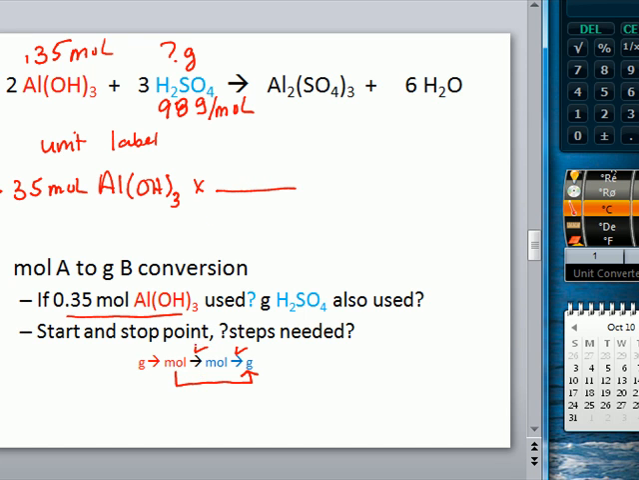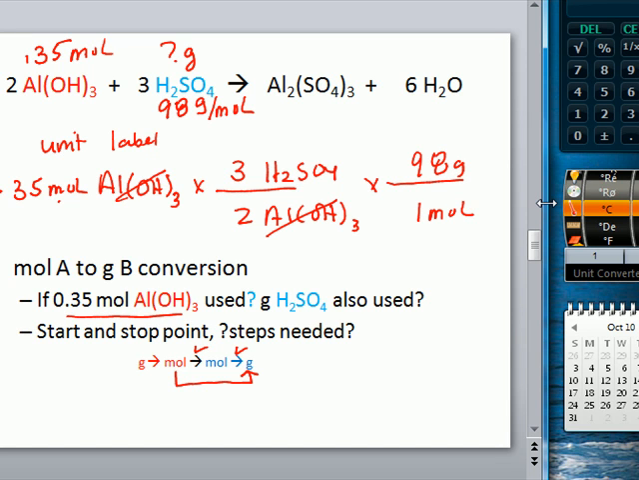Now because I'm in moles, I'm ready for the coefficients, which means I'm going to change substances. I'm going to use the ratio from the balanced equation to change substances. And this is a 2:3 ratio. And what I have done is canceled out the aluminum hydroxide. And now I need to put my moles of sulfuric acid into grams. And there are 98 grams in 1 mole.